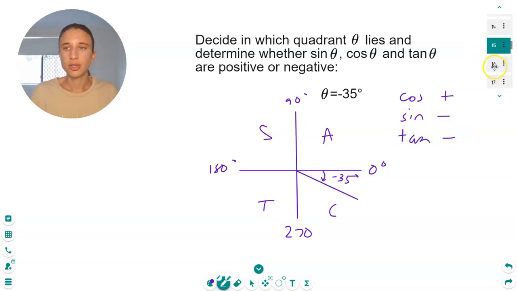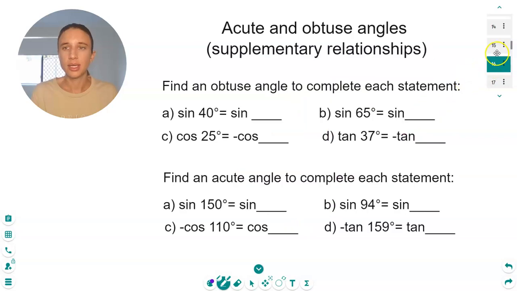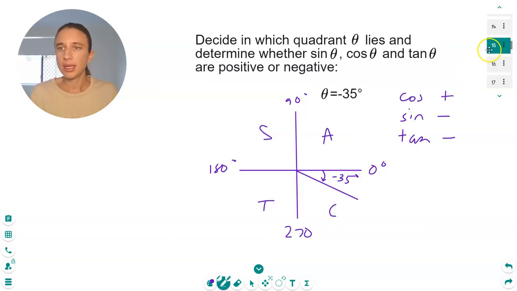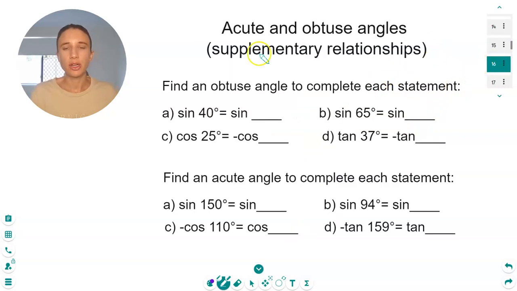That's all it is, and that's all I want you to know for this video. In the next video, we're going to have a look at some acute and obtuse angles. What are the supplementary relationships between obtuse and acute angles in trigonometric ratios?